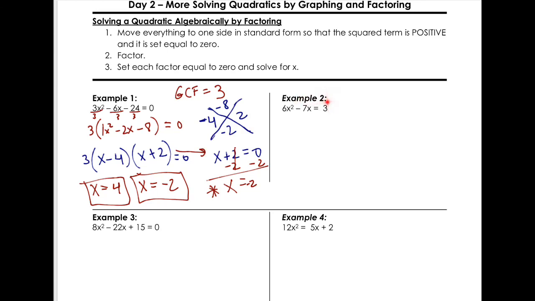So the first thing we notice is it's not set equal to 0. And so we have to get that 3 off of that side to this side. Remember, we don't want to move this way because we want this x squared term to be positive. So how do we do that? Well, we're thinking about it as two sides of the equal sign. So we'll minus 3, minus 3. That leaves us with 6x squared minus 7x minus 3 is equal to 0. And so now we're looking for a GCF.